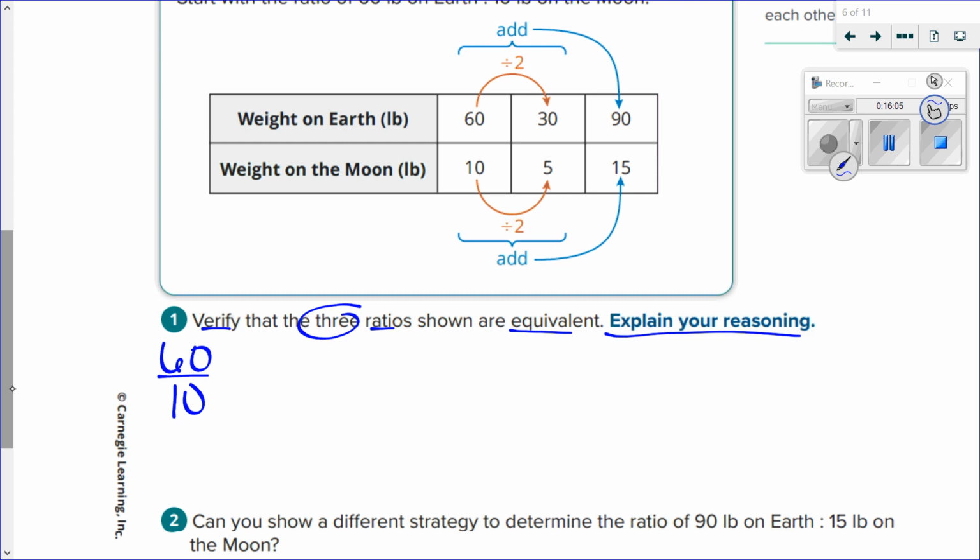2 and 5, which means I can divide them by 10, which would give me 6 over 1, right? What about 30 over 5? What can I divide both those by? Divide those by 5, which gives me 6 over 1.